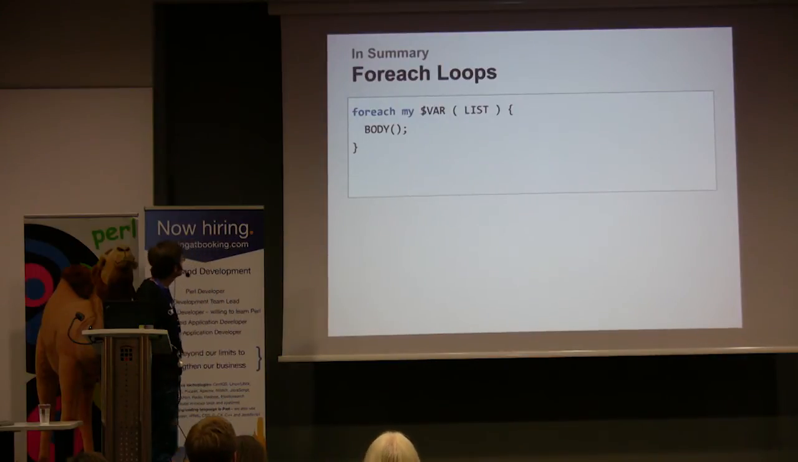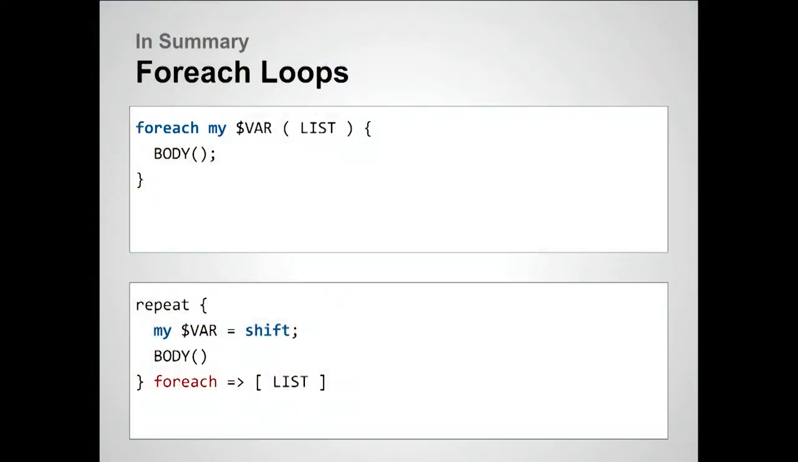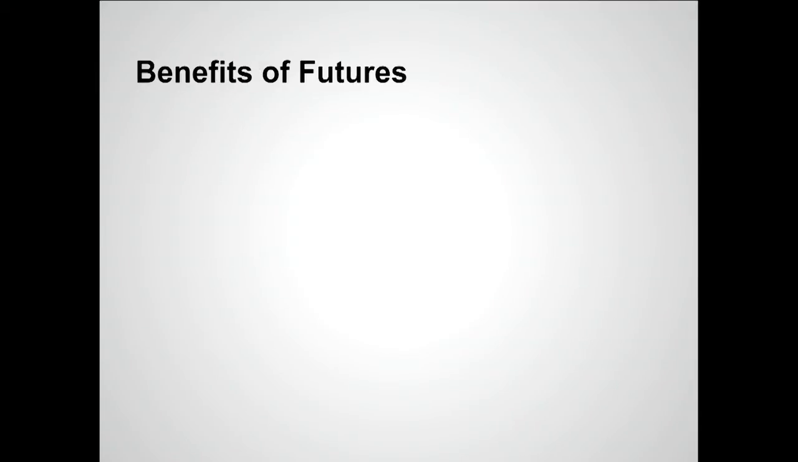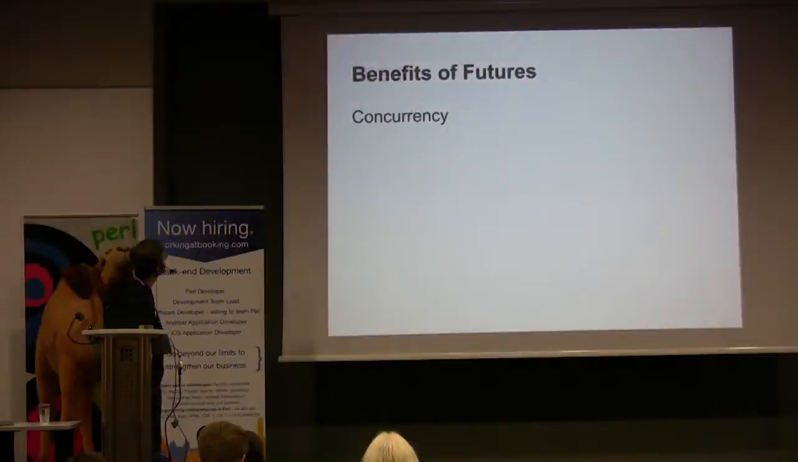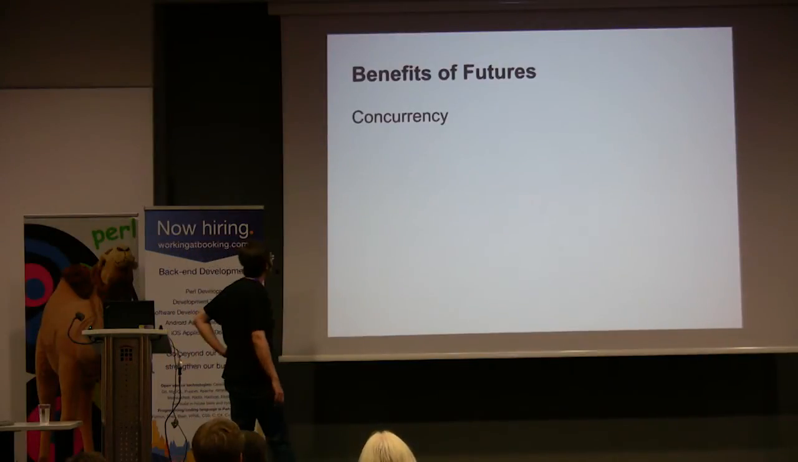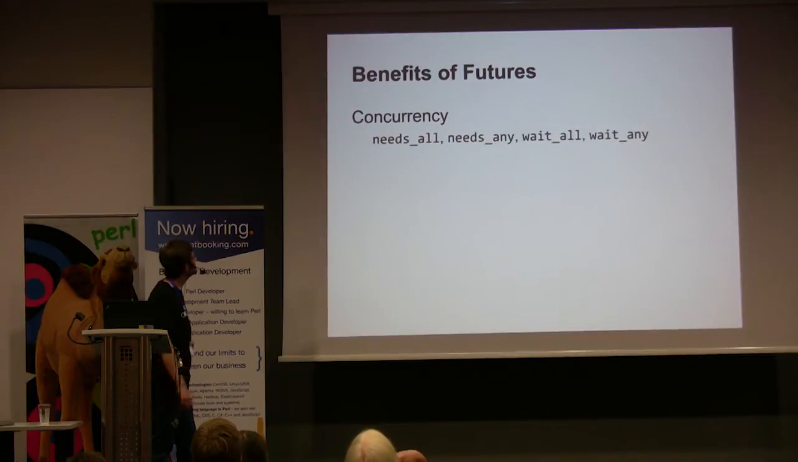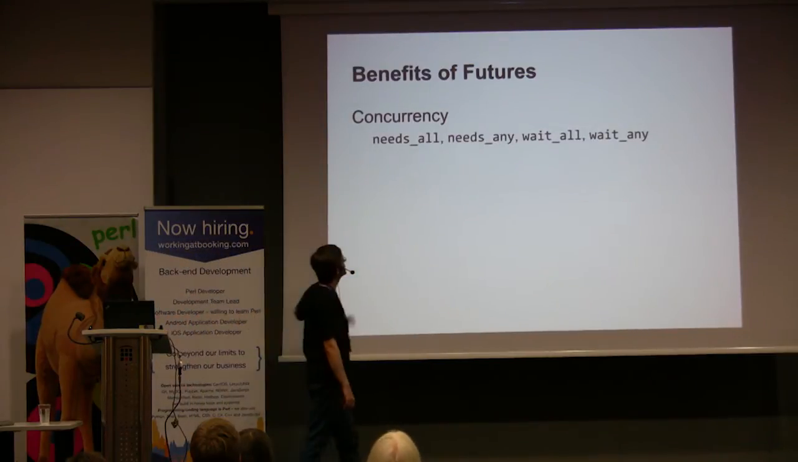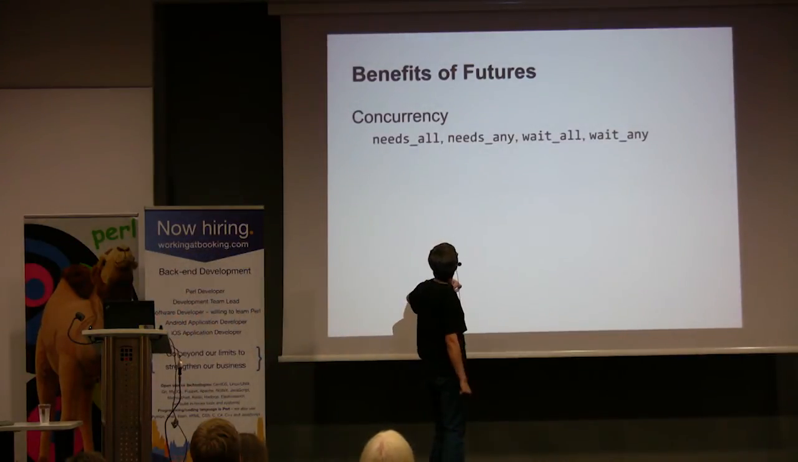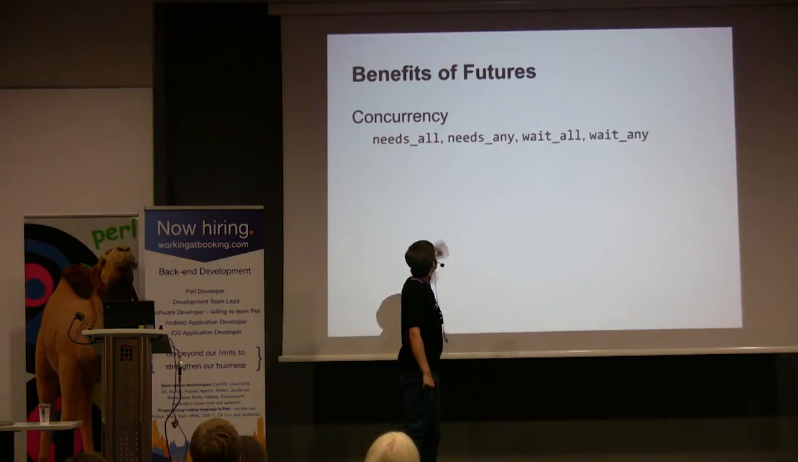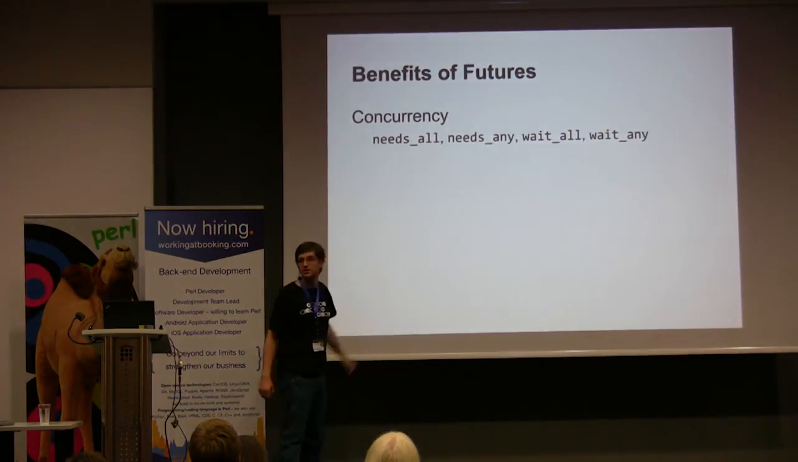We have foreach loops. They look very, very similar. We have map that looks very similar. But there's more, because immediately we have concurrency. So immediately we can do all of these exciting operations, these things that I call convergent code flow, where we say, wait for multiple things to happen at once and then handle a result when they've all done. That was the core entire reason for doing this.